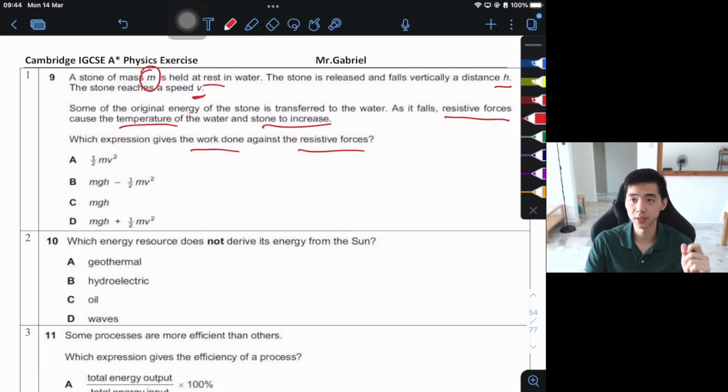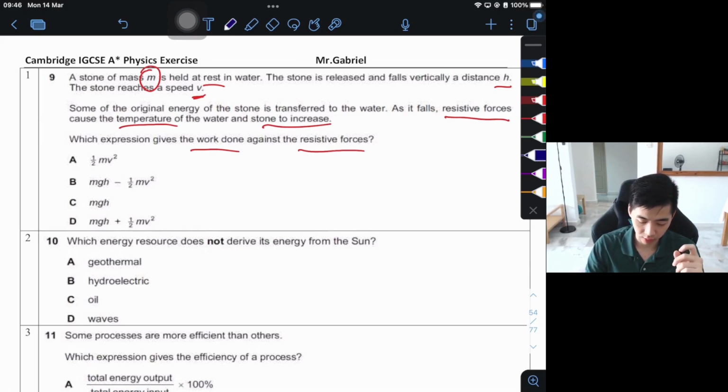Now, first things first, this question is actually testing your understanding of the principle of conservation of energy. In this case, it is a typical scenario where the potential energy converts some energy into kinetic energy, whereas some energy is converted into heat energy.